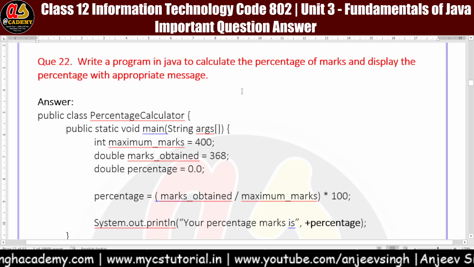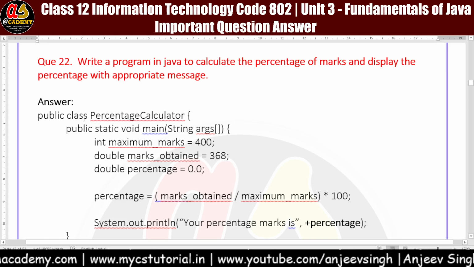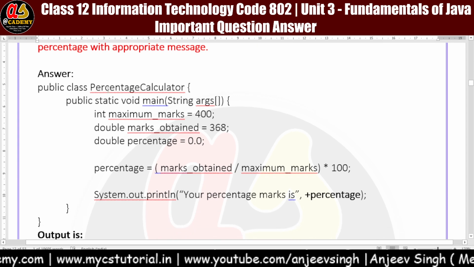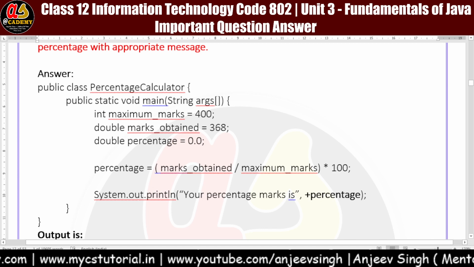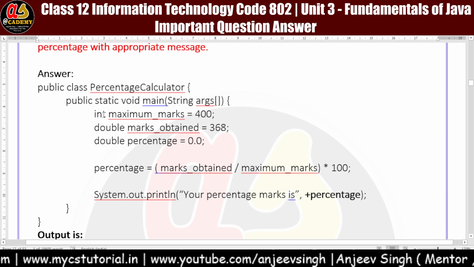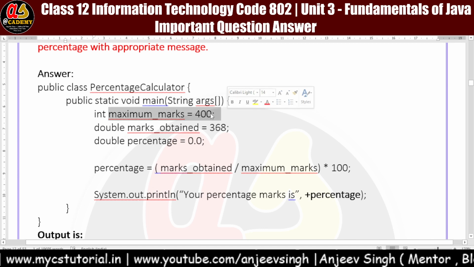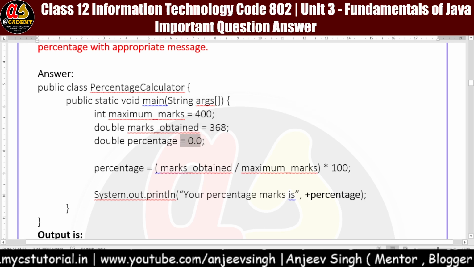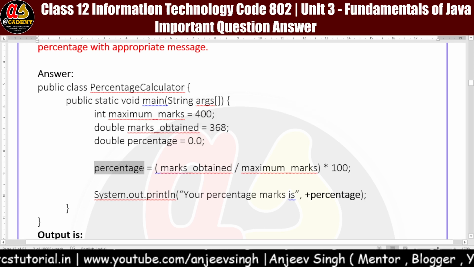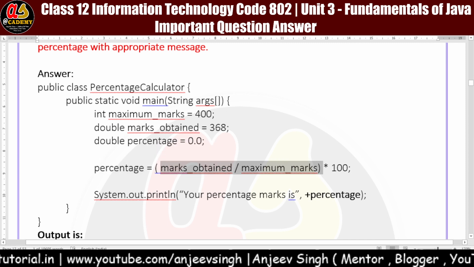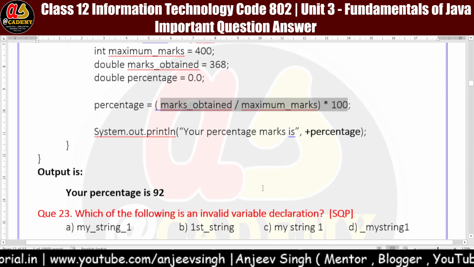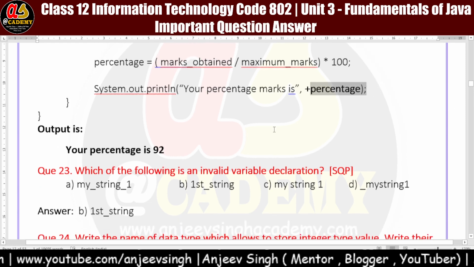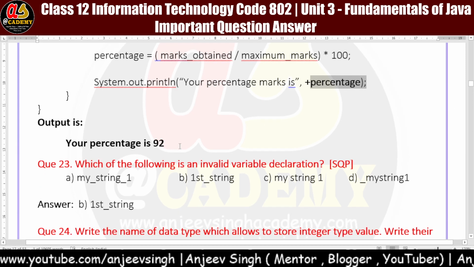Write a program in Java to calculate the percentage of marks and display the percentage with appropriate message. So public class PercentageCalculator, public static void main(String[] args). Now first I am writing here maximum marks equal to this, marks obtained equal to this, and percentage equal to this. And now I'm calculating the percentage here: marks obtained divided by maximum marks multiplied by 100. And then I'm showing the message "Your percentage marks is" percentage. Then your percentage marks is 92. So this way you will get the answer.